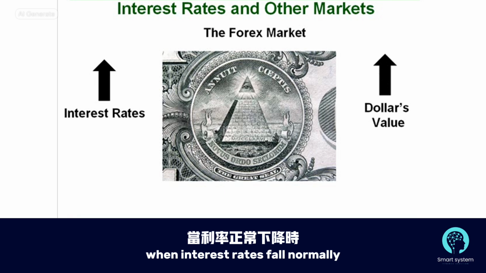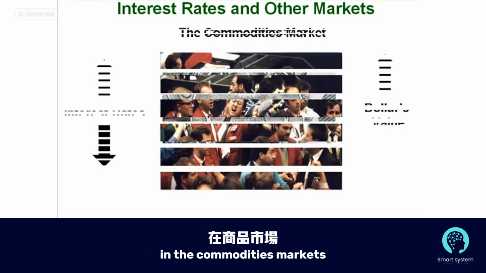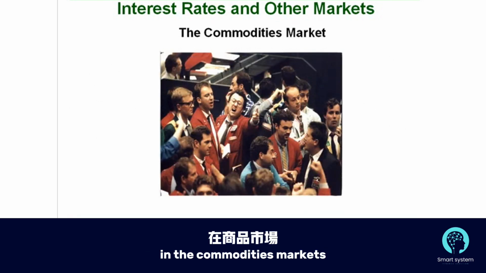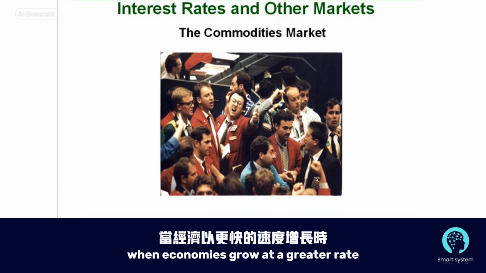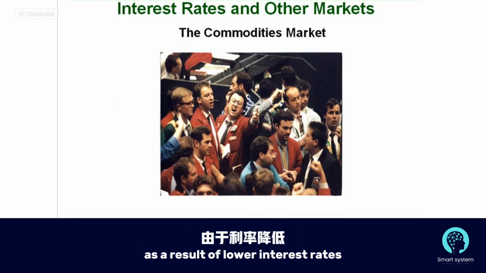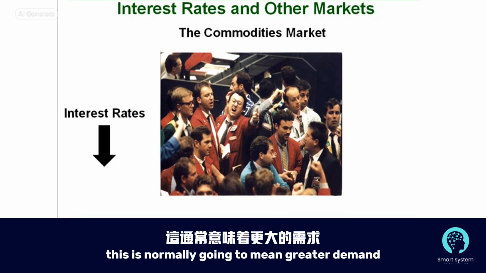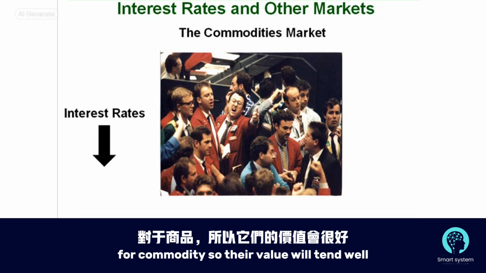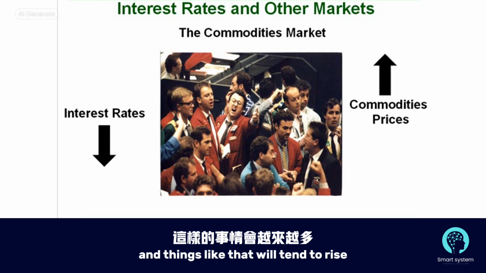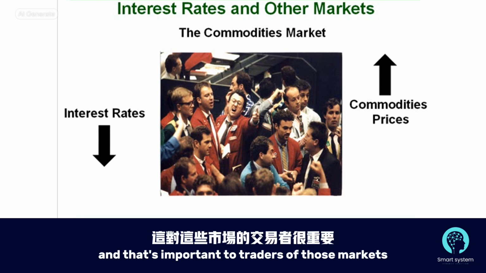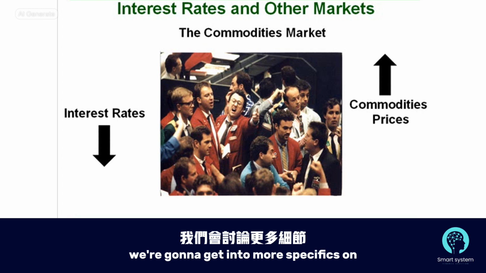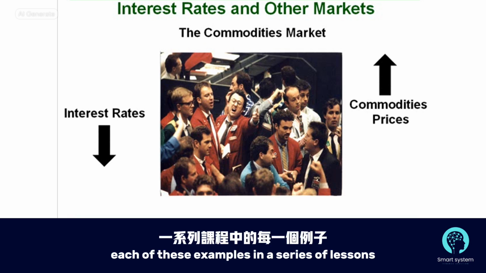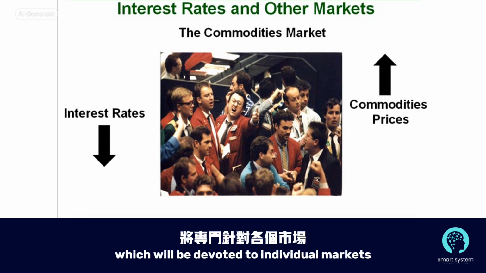When interest rates fall, in the commodities markets, economies normally grow at a greater rate as a result of lower interest rates. This is normally going to mean greater demand for commodities, so their value will tend to rise. The value of things like oil will tend to rise, and that's important to traders of those markets. We're going to get into more specifics on each of these examples in a series of lessons, which will be devoted to individual markets.